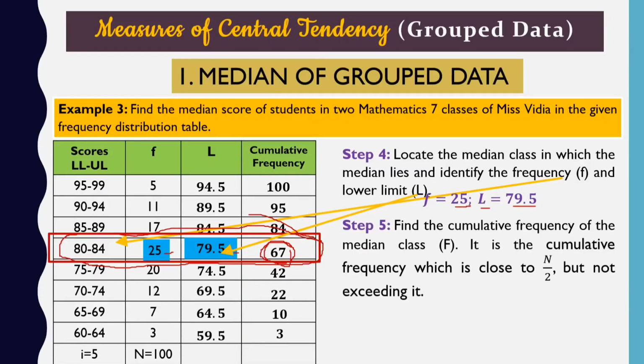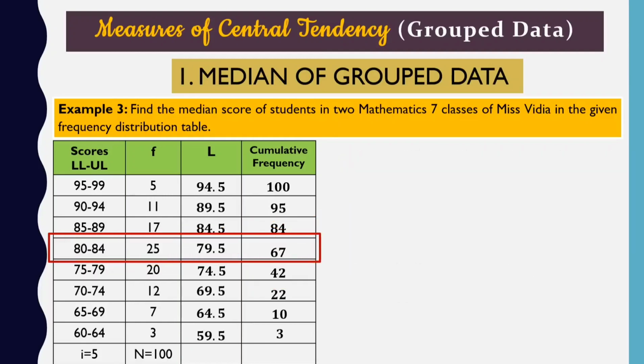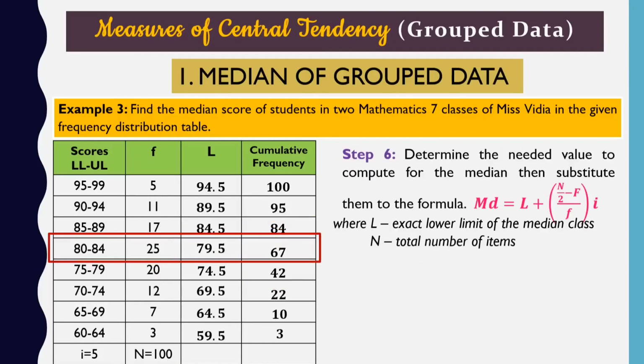And then for step 5, we find the cumulative frequency of the median class. As we have read a while ago, the value of F is close to n over 2 but not exceeding it. It means that it is the cumulative frequency lower than the median class. So 42 is the value of F. We already have here the value of i and the value of n. All we're left to do is to substitute those to our formula.